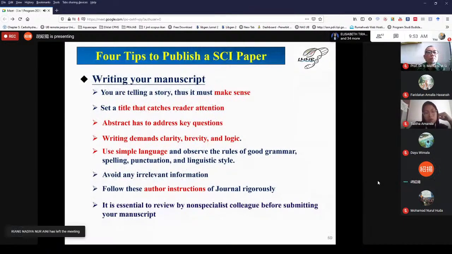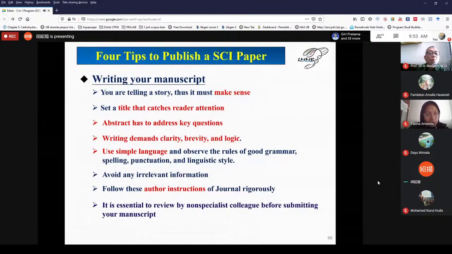And after that, you finish all your experiments, and then you will start to write your manuscript. It means you start to tell a story. The content must make sense.